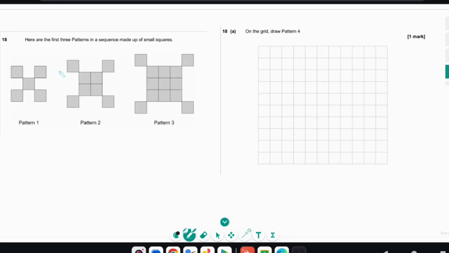Here are the first 3 patterns in a sequence made up of small squares. Pattern 1, pattern 2, pattern 3. Draw pattern 4. So it's 1 by 1 square in the middle, 2 by 2, 3 by 3. So the next one is going to be 4 by 4.